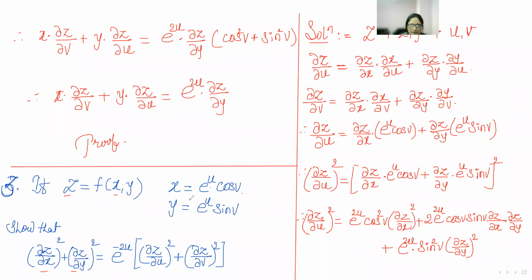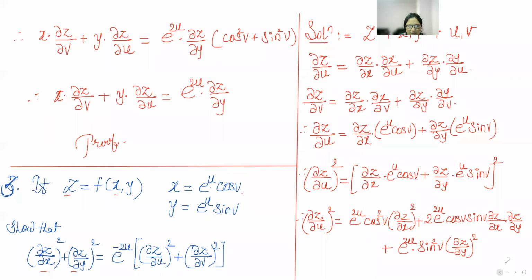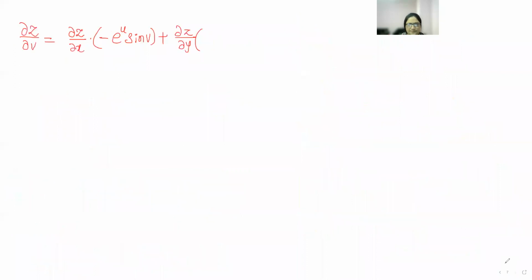e raised to u into cos v. With respect to v, it is minus e raised to u into sin v plus dou z by dou y as it is into derivative of v with respect to y. So what is v given? e raised to u into sin v. So the derivative of this term with respect to v is e raised to u into cos v.